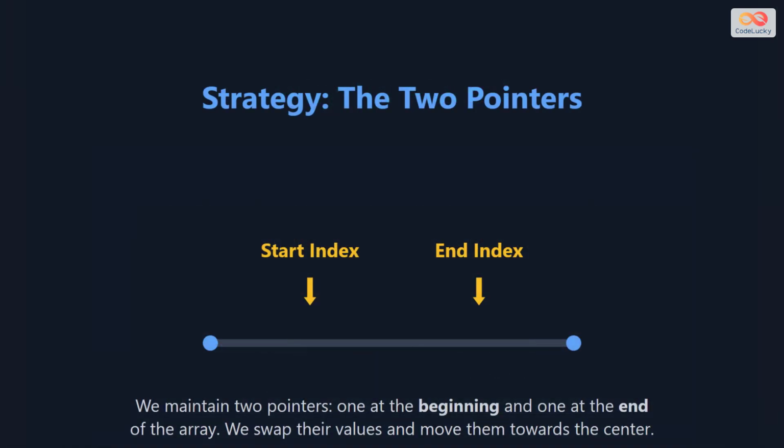The most efficient strategy is the two-pointers approach. We use two variables, one pointing to the start of the array and another pointing to the end. The idea is to swap the values at these pointers and then move them inward until they meet in the middle.